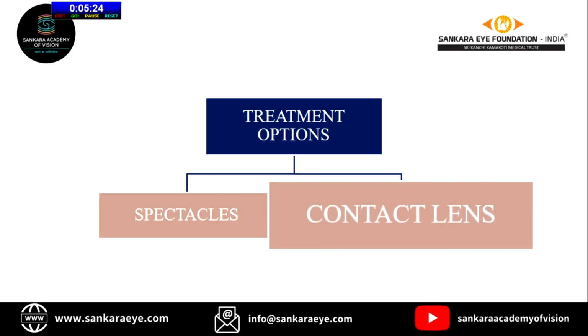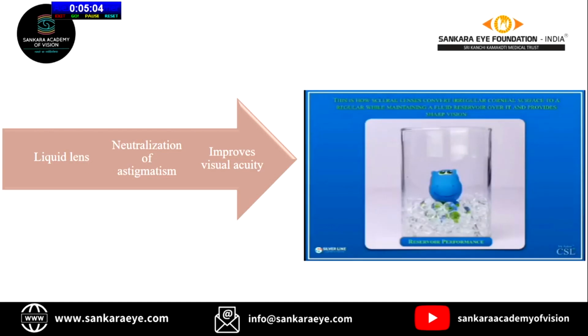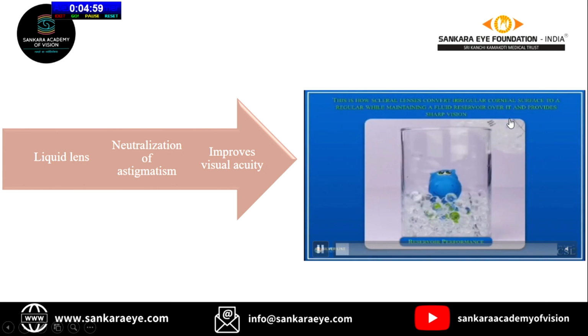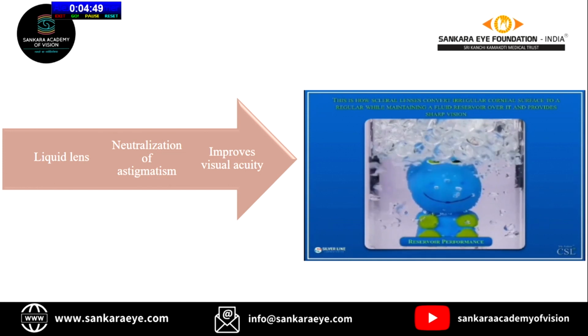As far as treatment options for irregular astigmatism are concerned, contact lens is a far superior solution, and more specifically, the scleral lenses. You can see in this picture, it is designed to vault over the irregular cornea, and it holds a liquid reservoir of non-preserved saline, and it lands on the sclera. All scleral lenses have an optic transition and a landing zone. In this video you can see how the scleral lenses convert the irregular corneal surface to a regular surface by maintaining a fluid reservoir over it, and provide sharp vision by neutralizing the astigmatism and improving the visual acuity.